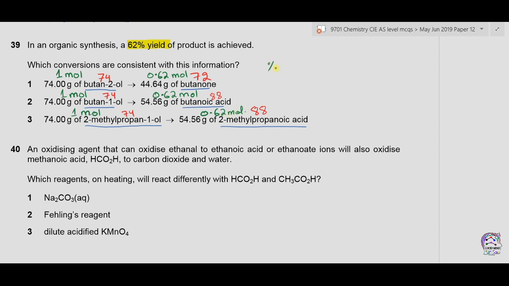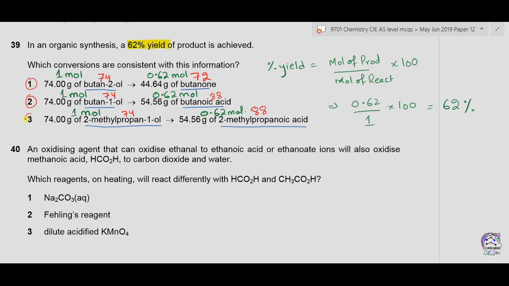Now in order to find percentage yield, we have moles of product divided by moles of reactant into 100. So for all of them it will be 0.62 divided by 1 into 100, which comes equal to 62%. So all 3 options are correct. So therefore answer is A.